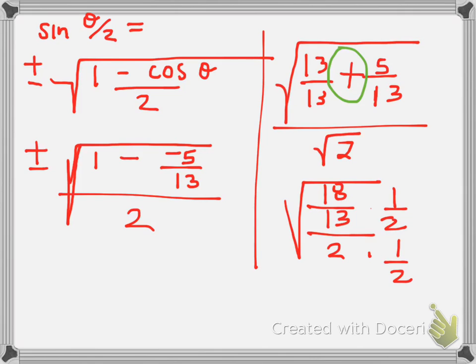The 1 became 13 divided by 13, so that I could add fractions. You have to have common denominators. So I made common denominators. Alright, on the bottom I just have a square root of 2, so I'm just going to leave that for a minute. Then I added these up and I got 13 plus 5 is 18 over 13, over the 2.